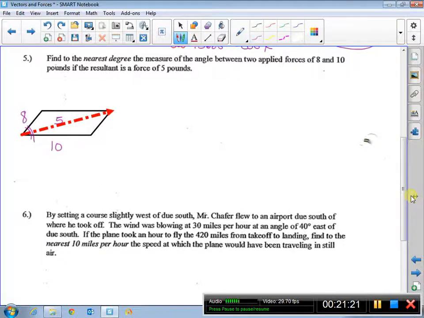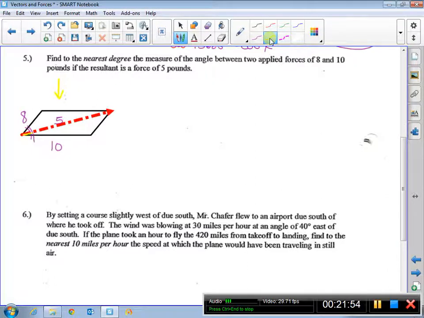So actually, if the resultant is shorter than the two sides, it actually means that these forces meet at an obtuse angle, because this is going to then be 8 and 10, and this would be 5. We're still looking for this over here. So the drawing's okay, just realize that it is labeled correctly. This picture doesn't make sense, but it's okay. It's actually going to be an obtuse answer.